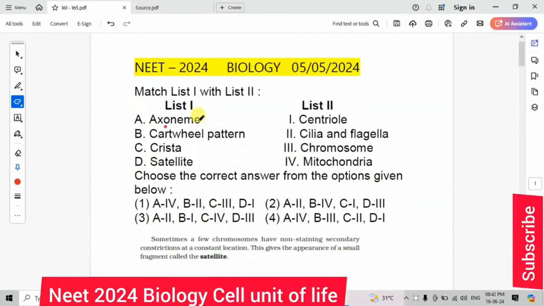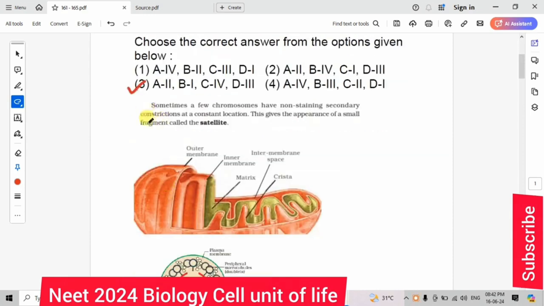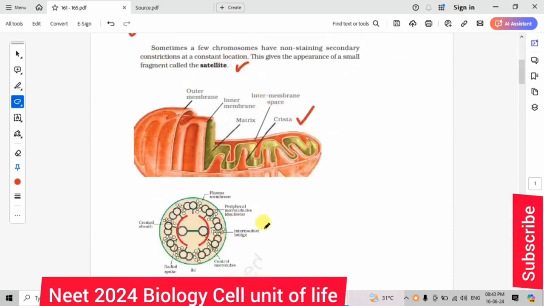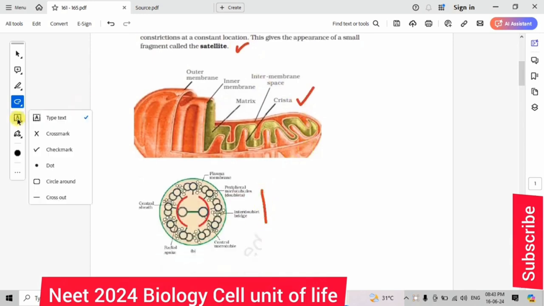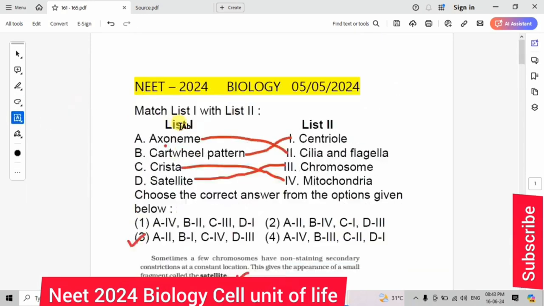Axoneme is 2, cilia and flagella. Cartwheel-like pattern is seen in centrioles, 1. Cristae are actually infoldings found in the mitochondria, 4. And satellites are the small structures you can see on the tips of the chromosomes, 3. The answer is option 3, 2, 1, 4, 3. And you can see the NCERT lines regarding satellites, and the diagram regarding mitochondria and centrioles. This is from the chapter known as Cell: The Unit of Life.